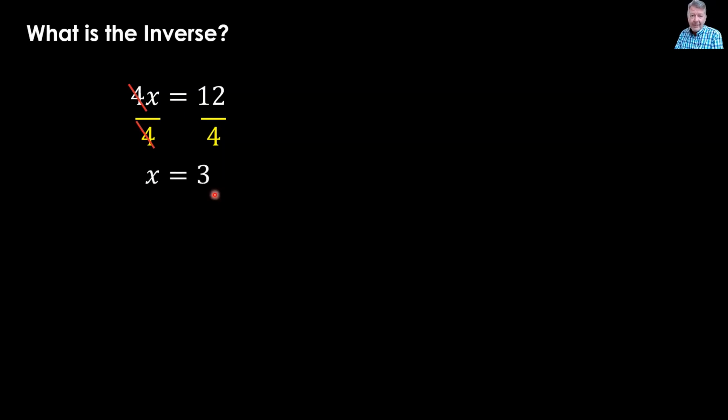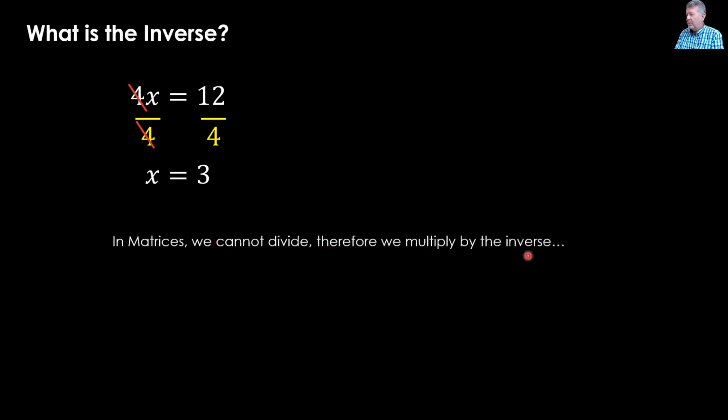So that's great if you can divide. In matrices, we can't divide. So we have to multiply by the inverse. What is the inverse, I hear you say? So this is divide by 4, yes? Have a look at the divide by. If you wrote a divide by sign, you would have a number over a number, wouldn't you? A dot divided by a dot. Sorry, dot divided by dot.